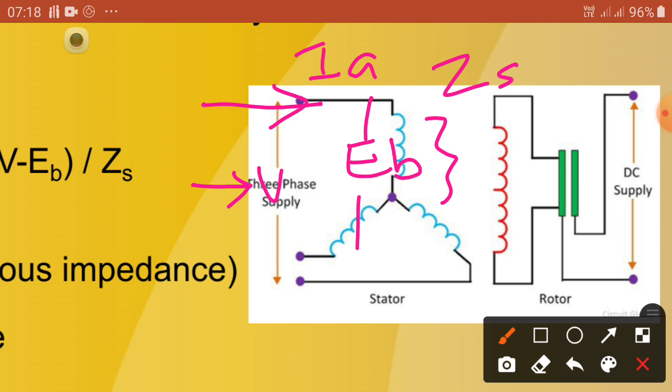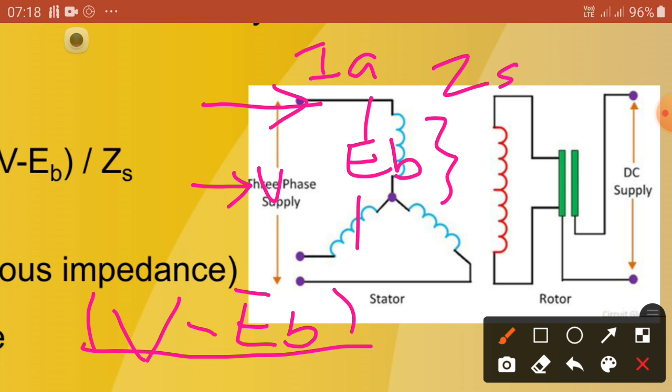Now based on this, in the stator we are going to write the equation. What is the applied voltage? V, the input voltage, minus the induced voltage EB, is the difference of voltage. So the current is that difference divided by the impedance, and the drop voltage is equal to IA ZS. That is the equation, so we can write this equation separately.